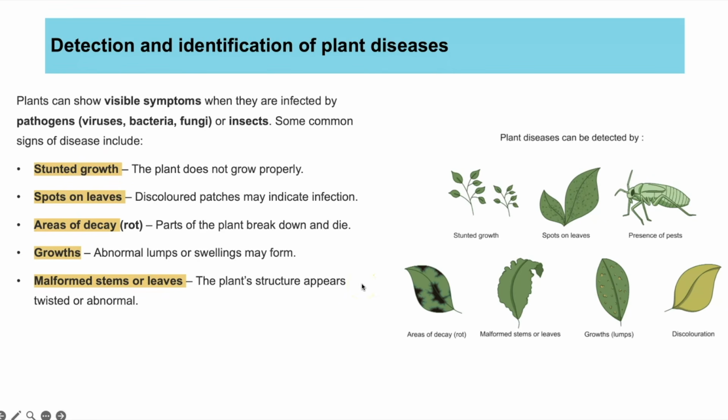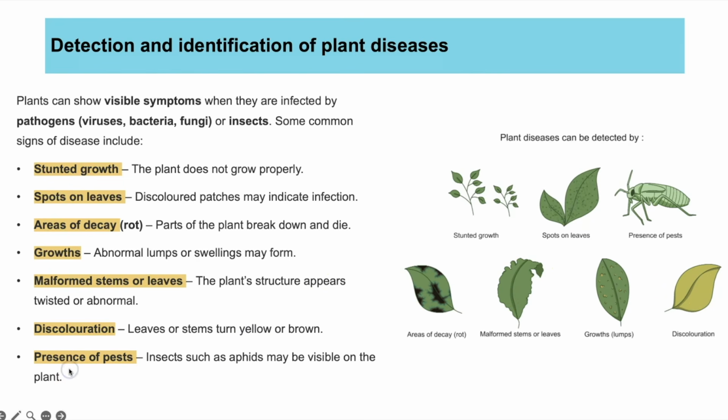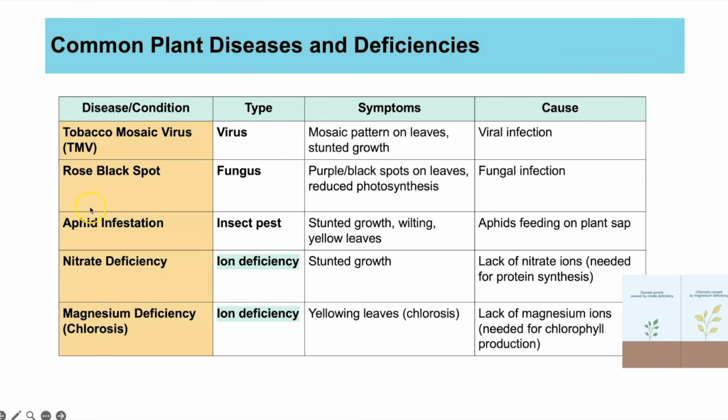You might get malformed stems or leaves, so they have a different appearance. It might be a bit twisted. Discoloration, so they might be yellow instead of the usual green. And then the presence of pests. So if you can see lots of aphids, for example, that is an indication that it is infected with aphids. Now, these are the common plant diseases, the symptoms and the causes that you need to know.